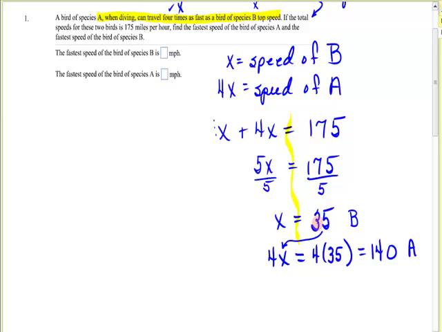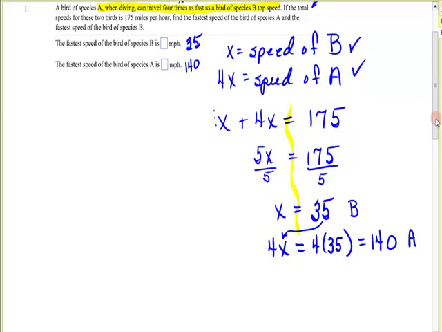Okay, so one of the answers, and you're going to have to put them in the right place: the speed of a bird of species B is 35, and of A, you're going to answer 140. Write your unknowns as a comparison. Write the equation. Solve for x. Find the other unknown as well. You're going to have an answer for each of those if the question asks for both.